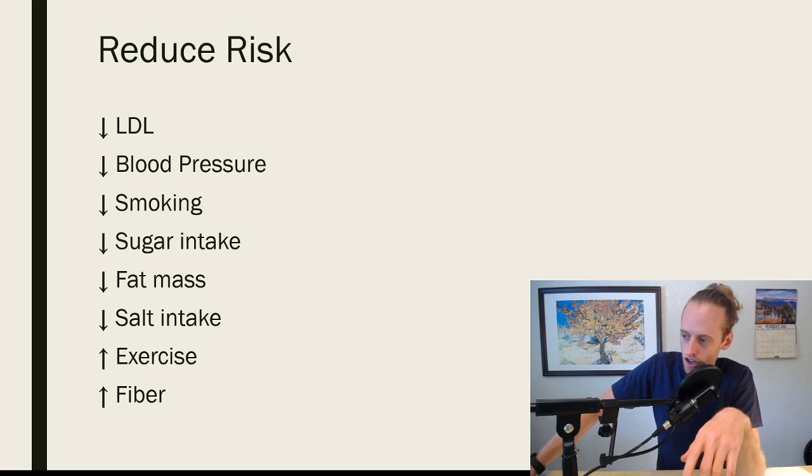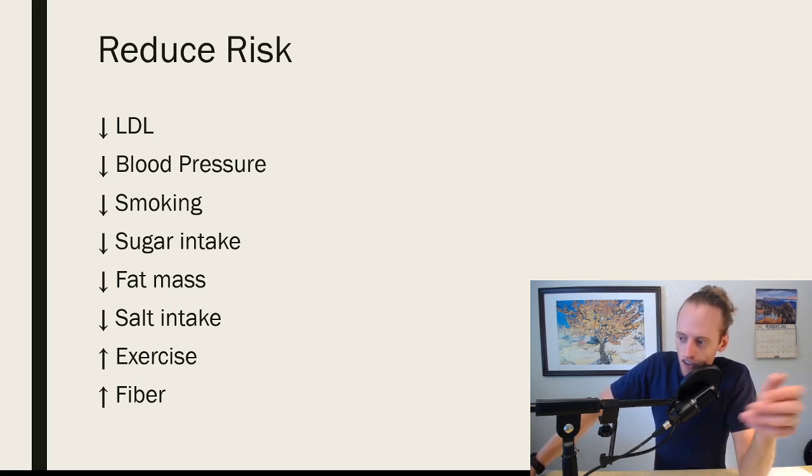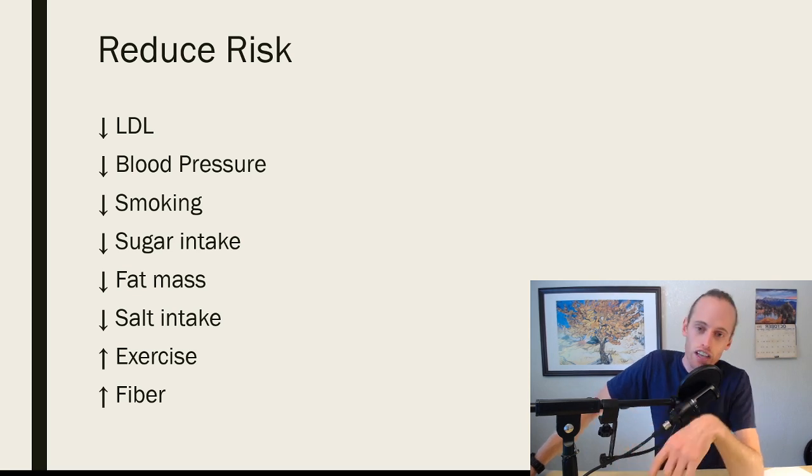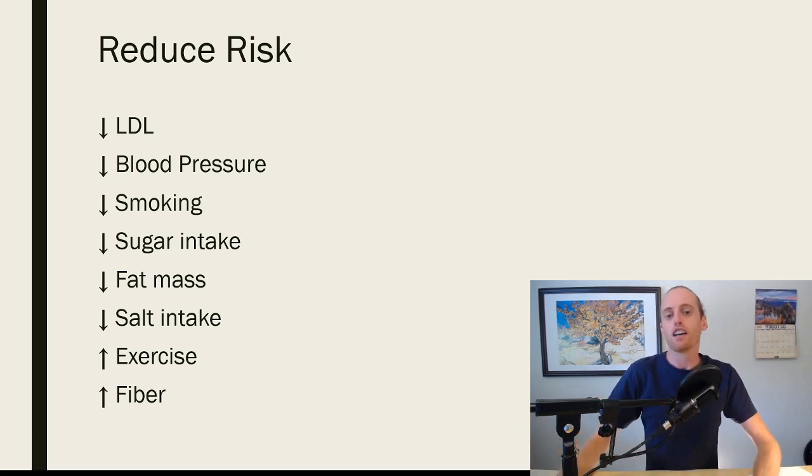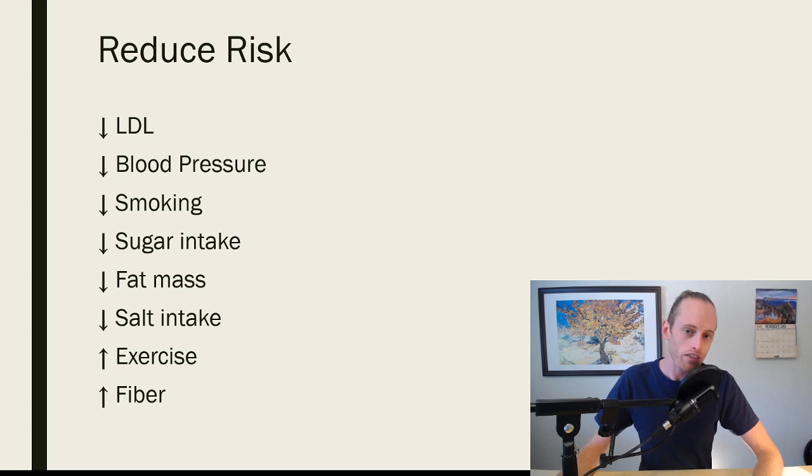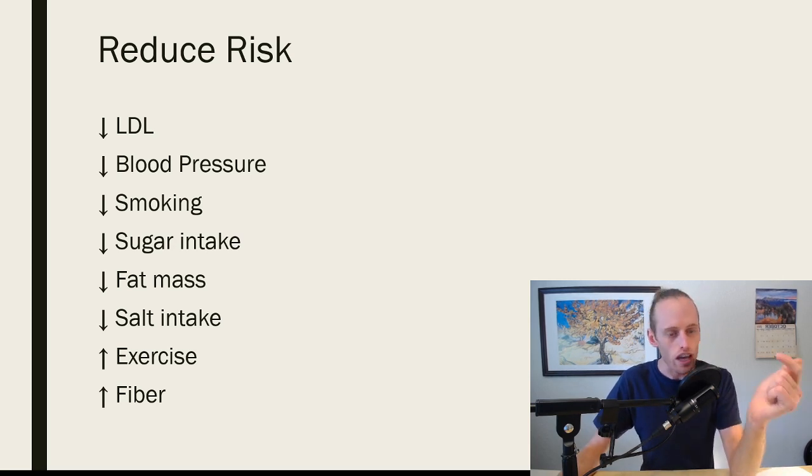So exercise just helps across the board with insulin resistance, maintaining overall body composition, and then increasing our fiber intake. And this is going to help us again with that insulin response. We want to have high fiber. Fiber is in grains, fruits, and vegetables. So this is why we want a plant-based diet.